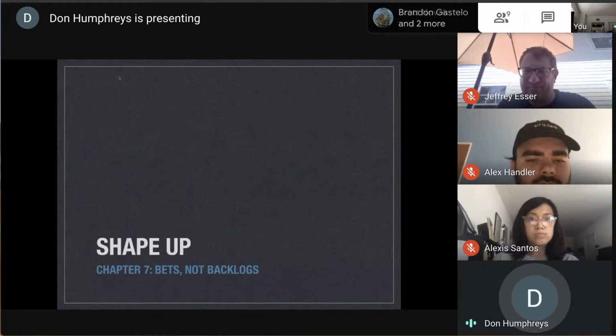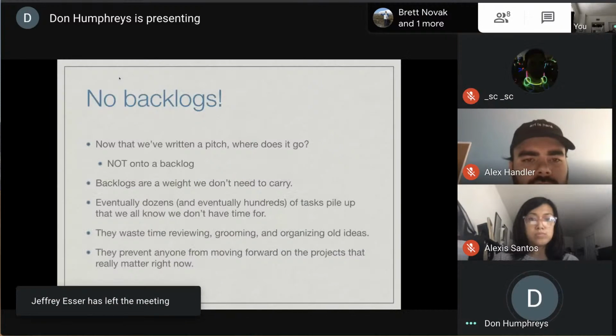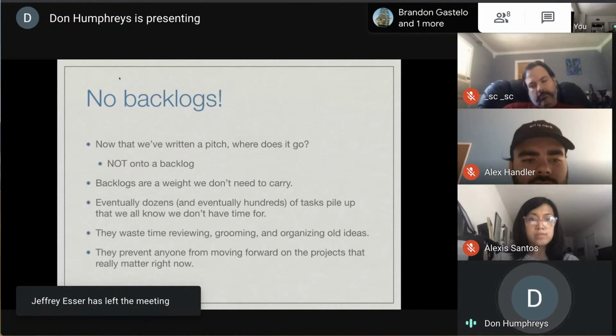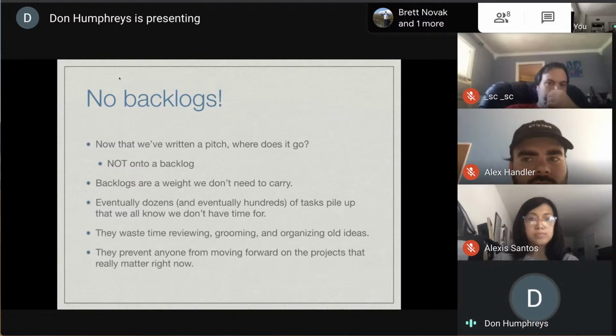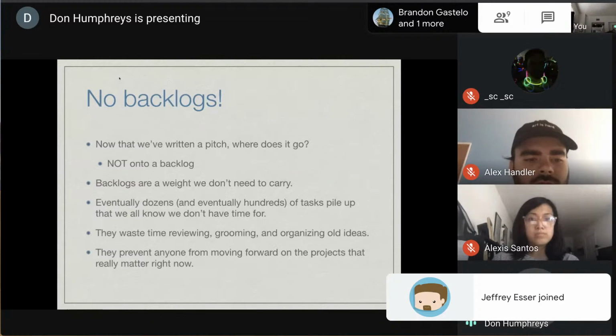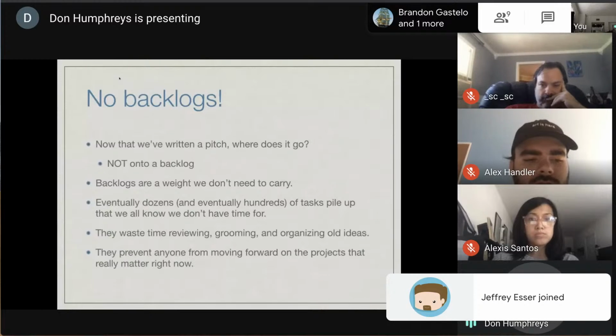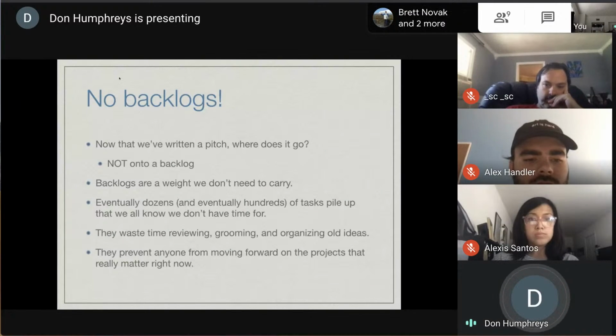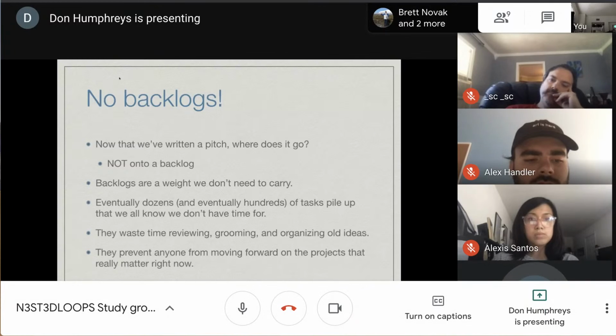All right, this is Shape Up Chapter 7, Bets, Not Backlogs. So no backlogs. Now that we've written a pitch or multiple pitches, the question is, where do they go? How do you organize them? And the answer is not into a backlog. Backlogs are weight that we don't need to carry, because eventually dozens and hundreds of tasks pile up, and we know we don't have time for all of them. They waste time reviewing, grooming, and organizing old ideas, and they prevent anyone from moving forward in the projects that really matter right now.